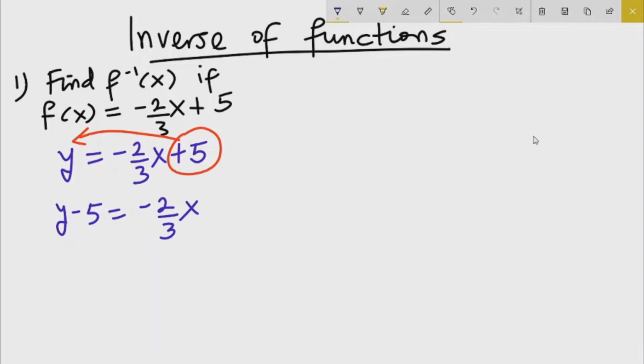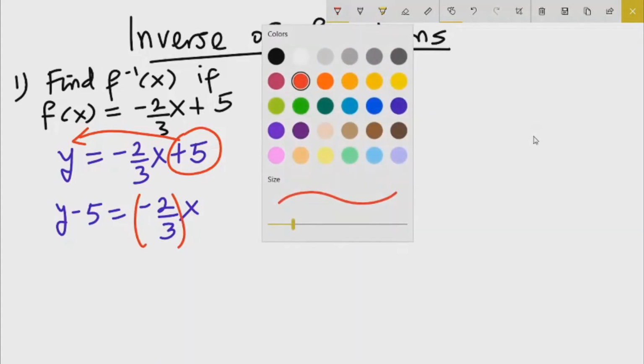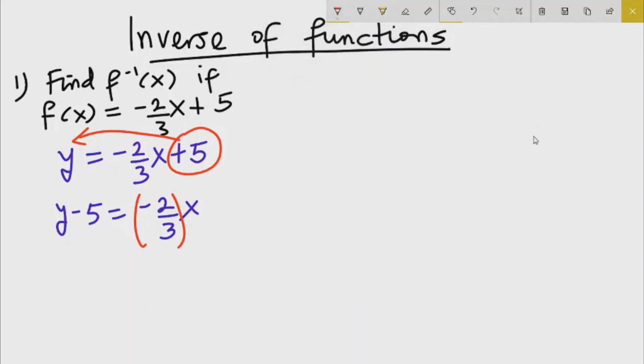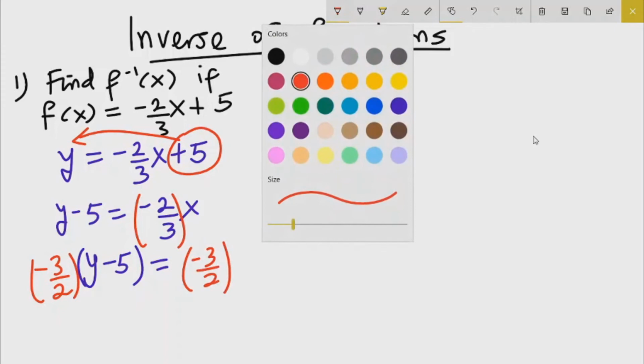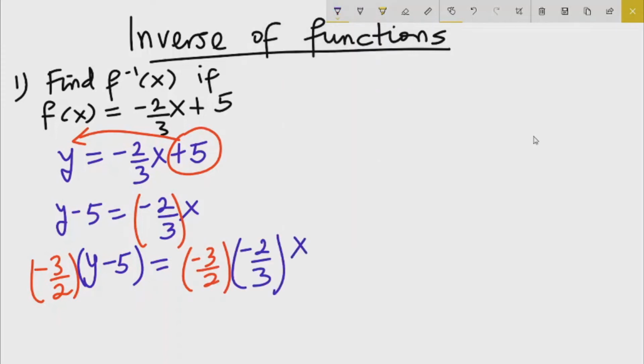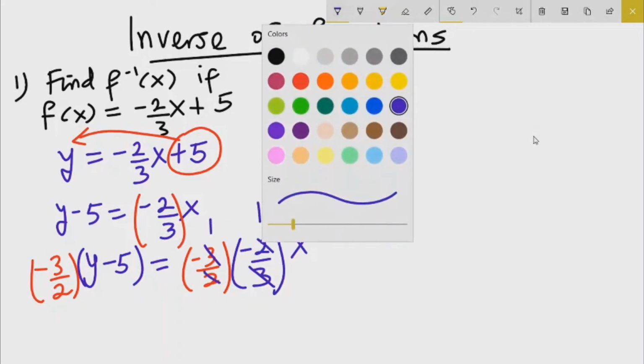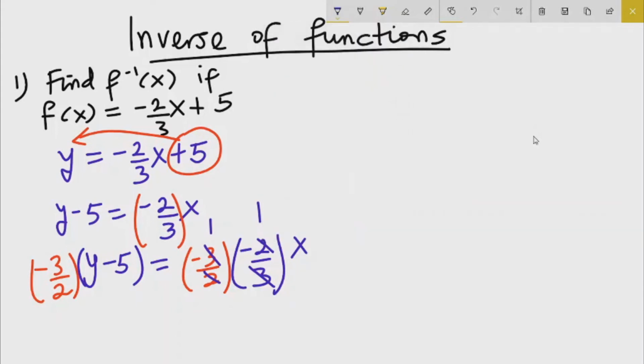Then we need to get rid of this negative 2/3 that is multiplying the x. So to do that, we need to multiply both sides by negative 3/2. So we are going to multiply both sides by negative 3/2 multiplied by y minus 5 equals, then we are going to put the negative 3/2. Whatever you do to the left, you have to do it to the right. So on the right, we see that negative goes in, 3 goes in 3 one time, 2 goes in 2 one time. So we have negative 1 multiplied by negative 1 multiplied by x. So the right-hand side will become x, and that is what we want.